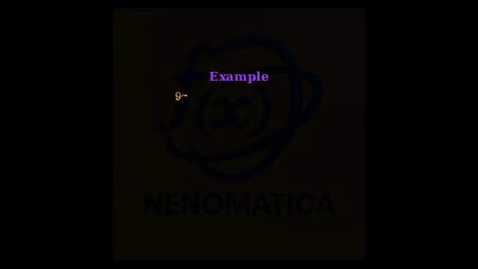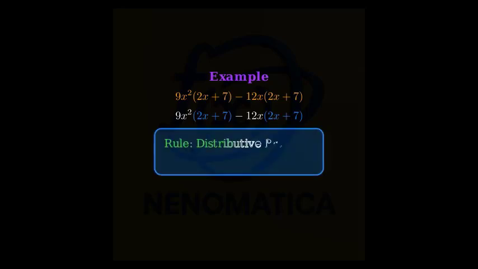We need to factor the expression 9x^2 times the quantity 2x plus 7 minus 12x times the quantity 2x plus 7. Looking at this expression, we can see that both terms have a common factor of the quantity 2x plus 7. Let's highlight this common factor. When we have a common factor, we can use the distributive property to factor it out. This is based on the distributive property, which tells us that a times b plus a times c equals a times the quantity b plus c.